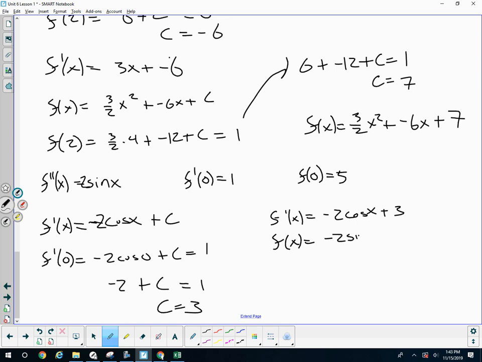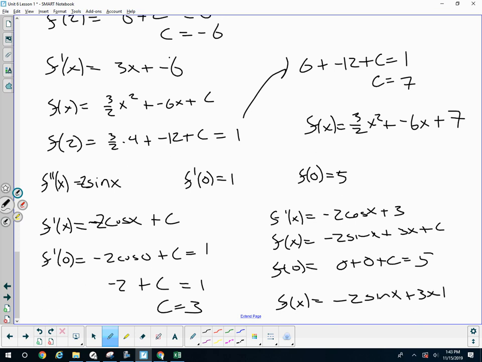I'll have negative 2 sine x plus 3x plus c. F of 0 would be 0 plus c equals 5. I got it. Negative 2 sine x plus 3x plus 5. Okay? Okay, not bad. This should seem doable for us. This isn't that tough. There's actually not that many applications of antiderivatives right now that we'll have to worry about. There will be more in the future.